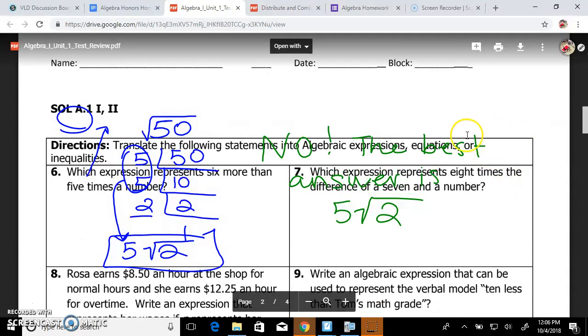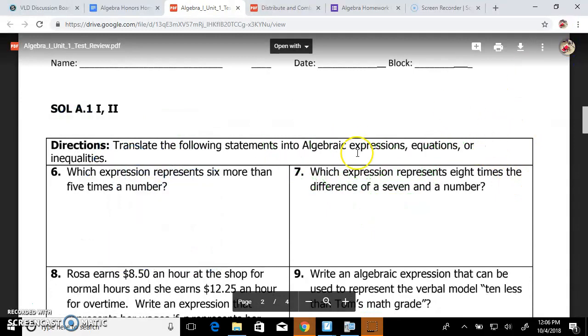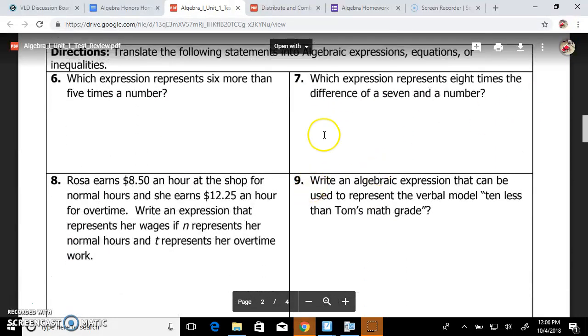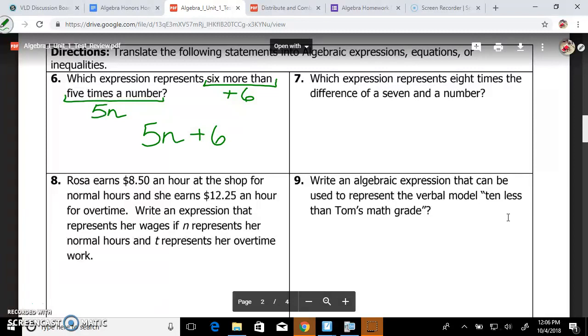Moving on, let's translate these into expressions. All right, so the first two are pretty similar to what we've seen. Which expression represents 6 more than, so that's adding 6, 5 times a number. So we would say, remember if you see 6 more than or 6 less than, it means it goes at the end. 6 more than 5 times a number.